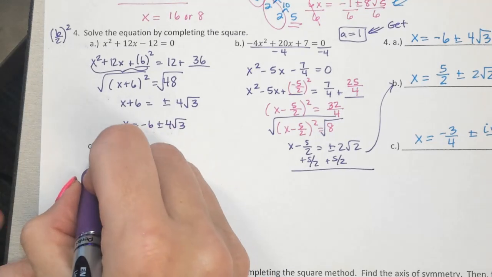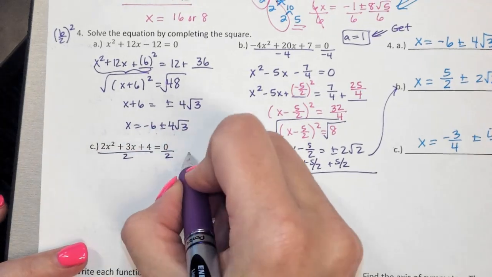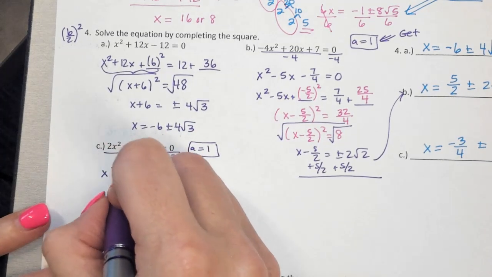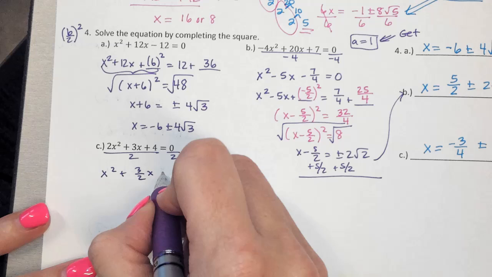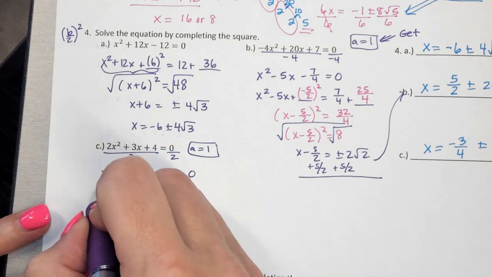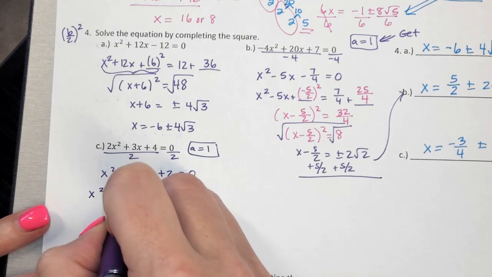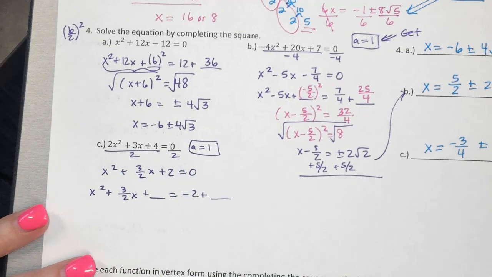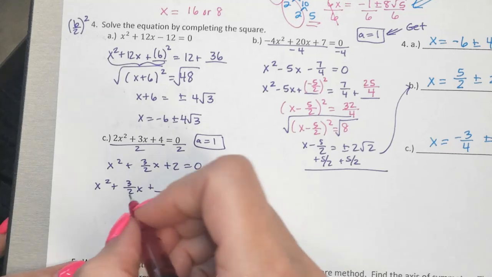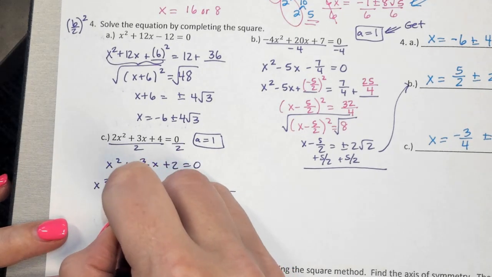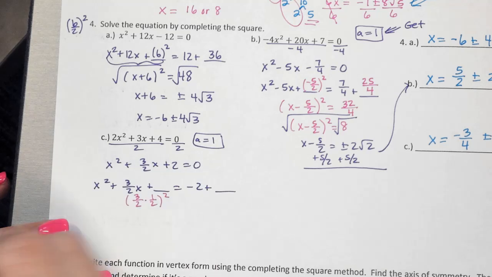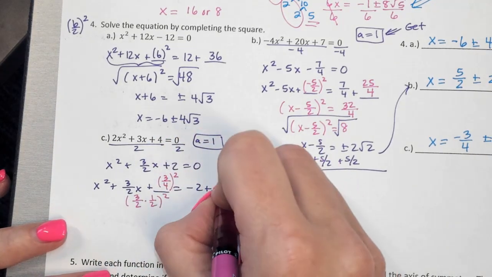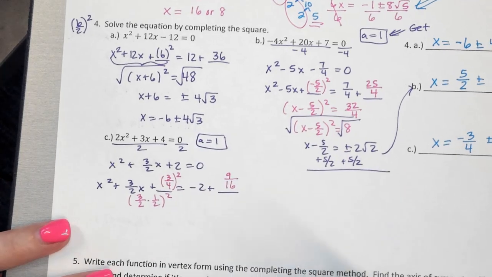Okay, and then for C, again, first step, gotta have your A value equal to 1. So divide to get there. x squared plus 3 over 2x plus 2 equals 0. Okay, and then we talked about this earlier this week. Dividing by 2 is the same thing as multiplying by 1/2. Okay, so this is 3/4 squared. Here you have 9 over 16.